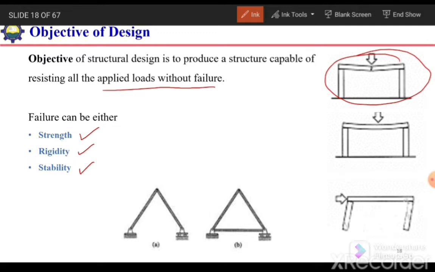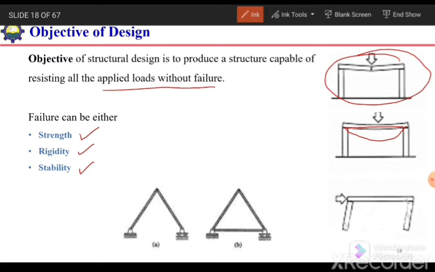The second is rigidity failure. The rigidity failure is our structure should have deflections within the allowable limits. If a structure has excessive deflection, so we will consider it as a failure. The third is stability failure. Under the application of load, structure should not collapse, it should not overturn.